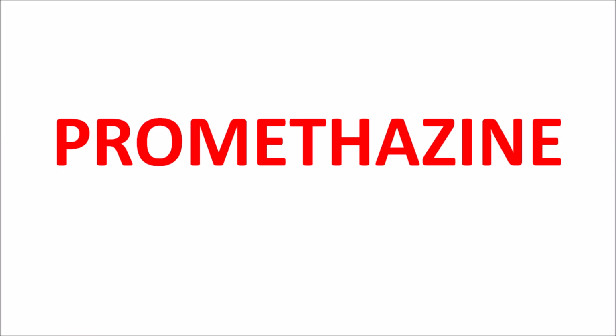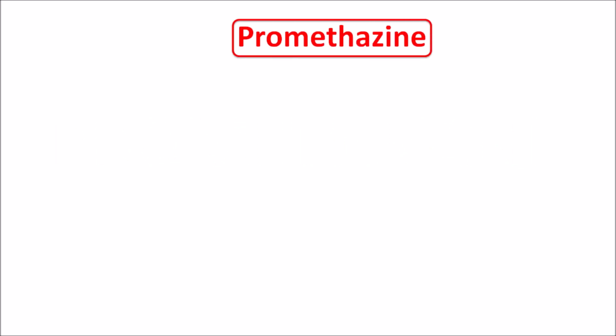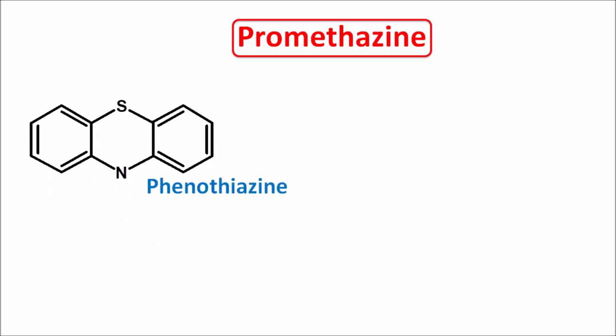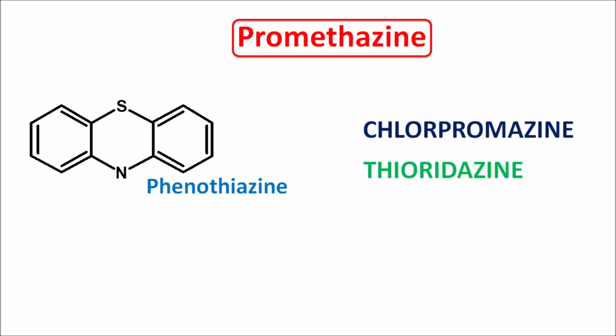Hi everyone. Today in this video let us discuss Promethazine. What is this drug Promethazine? This is one of the drugs that belongs to the chemical category of phenothiazines. We have a few of the other drugs belonging to this chemical category such as chlorpromazine, thioridazine, fluphenazine. All these drugs are phenothiazines, but they are mainly used as antipsychotics.